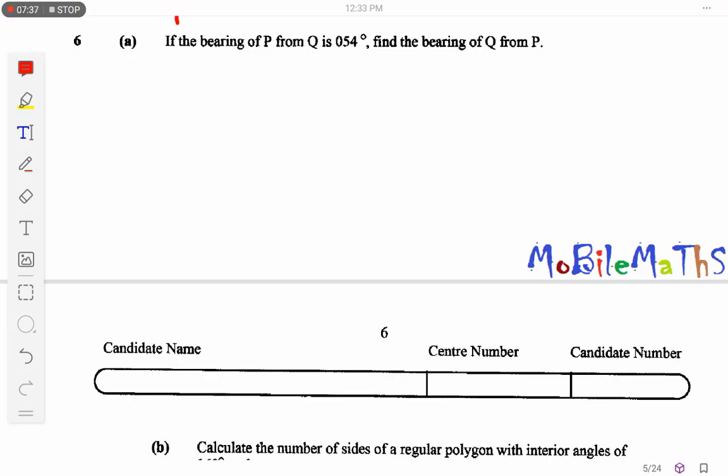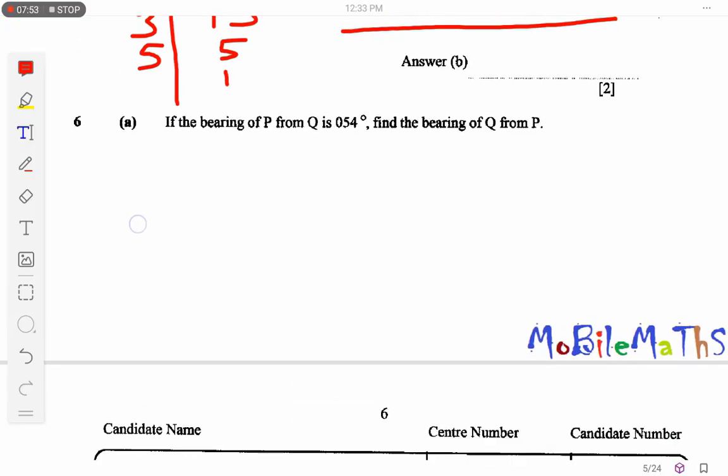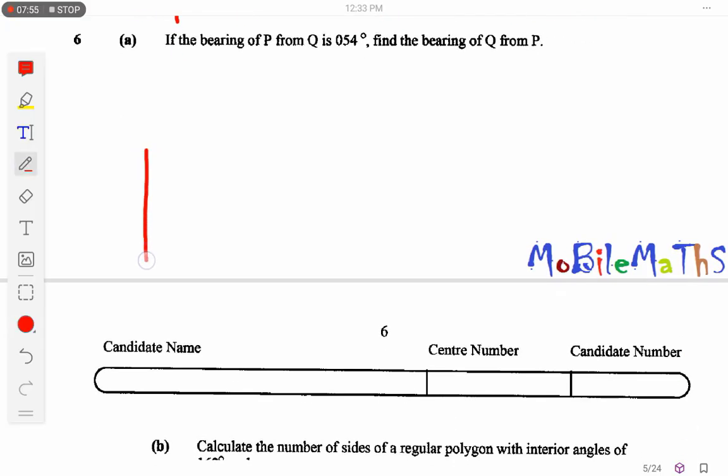Okay, now we have this bearing question. They are saying the bearing of P from Q is 054, so basically it's 54 degrees. So we are saying P from Q, so I can start with my Q here. Let me draw my Q. Okay, so this is my Q.